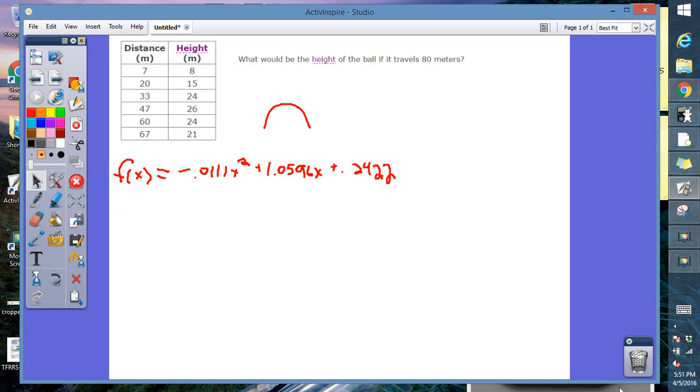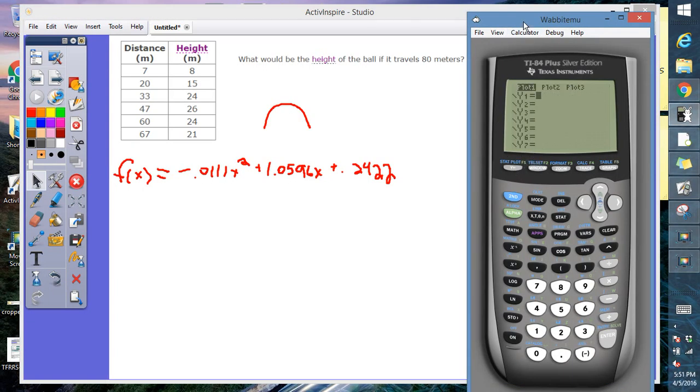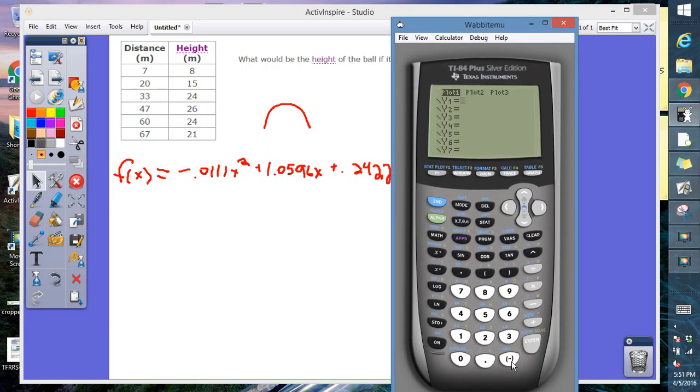Okay, so just the same way we did with our linear regression, let's see what this is going to look like when we graph it. Okay, negative 0.0111 x to the second. Hopefully I get all this right on the first shot. Plus 1.0596x. And our constant is 0.2422.